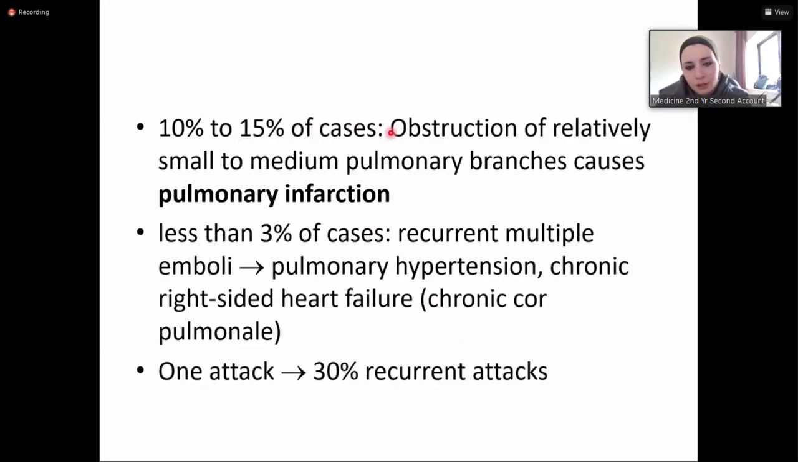10-15% of cases بصير في عندهم obstruction of a small blood vessel بعمل لي pulmonary infarction, هنشوف عليها example هلا. Or 3% of the cases بيكون في عندهم multiple recurrent attacks of emboli, collectively هدول small emboli بعملوا لي إشي بنسميه chronic right-sided heart failure. The risk of one attack of pulmonary embolism, they have 30% recurrent attacks. عشان هيك بالعادة الناس اللي بيصير في عندهم PE أو pulmonary embolisms بيكون في عندهم recurrent cases. يعني ممكن يصير في عندهم 30% of the cases they might develop another pulmonary embolism and so on.